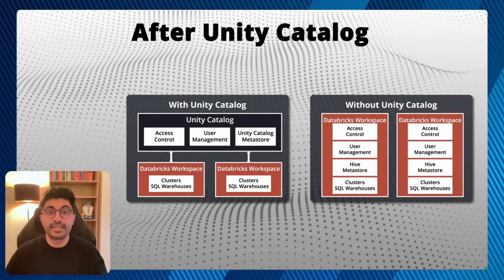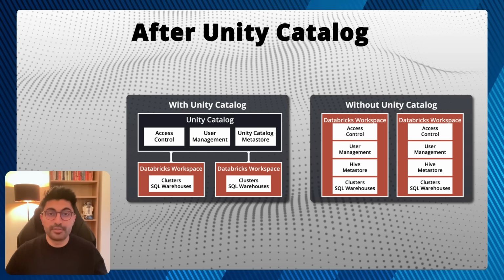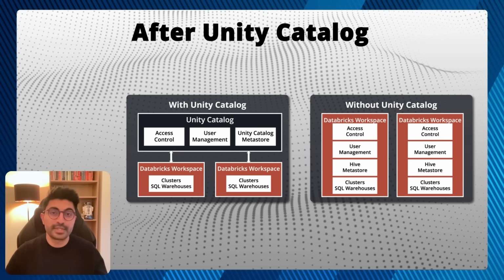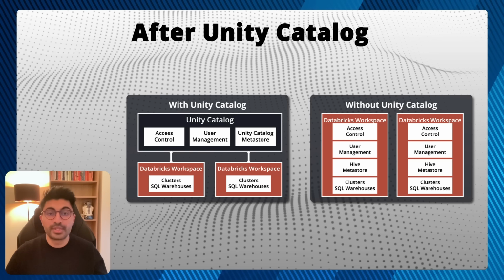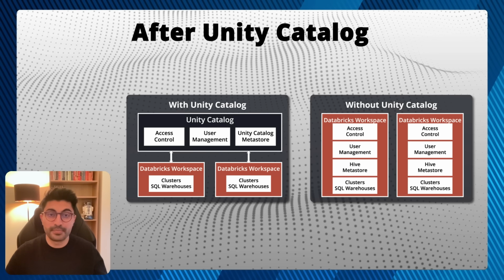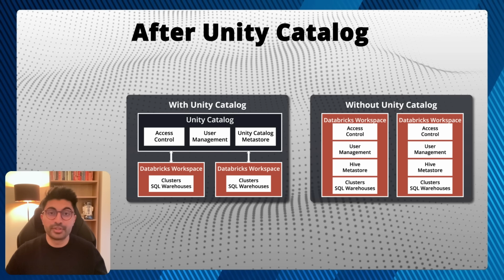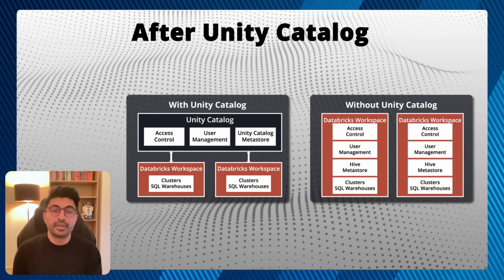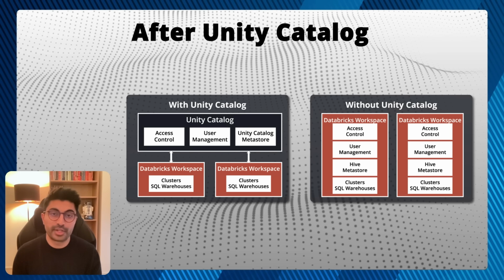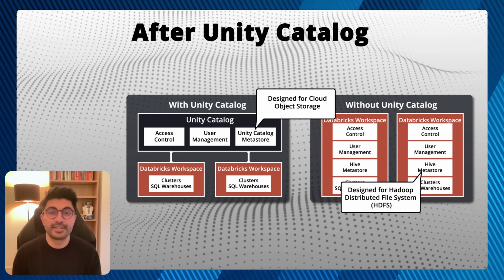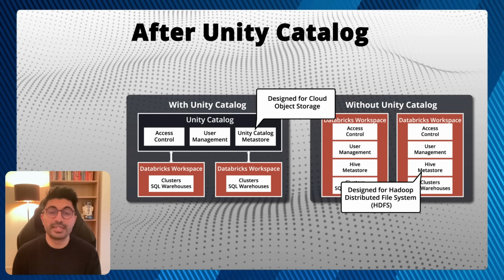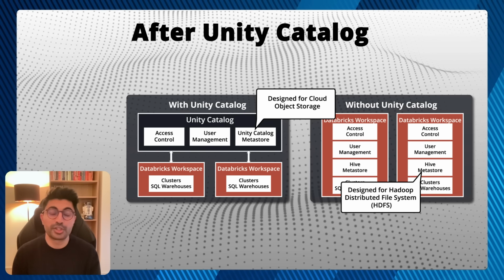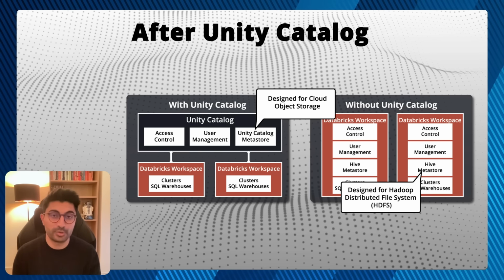With Unity Catalog, it's completely different. As you can see from the image on the screen, there is a centralized approach in access control and user management. And there's a metastore that's shared across multiple workspaces. The Unity Catalog metastore is different to the Hive metastore. It supports a broader range of functionalities, such as data discovery and lineage tracking. While the Hive metastore is designed to work with the Hadoop distributed file system, the Unity Catalog metastore has been designed to work with cloud object storage, such as Amazon S3 and Azure Data Lake Storage.